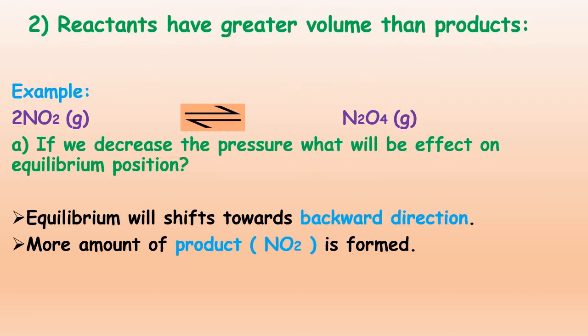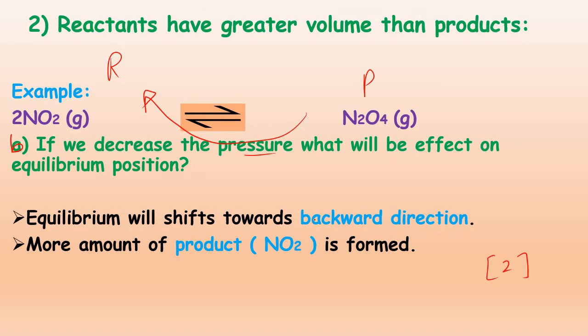Now the second case for this reaction is that if we decrease the pressure, what will happen? It will be opposite to the first case which we have discussed. If we decrease the pressure, then it will move towards the backward direction. This is the reactant side, this is the product side, and there are 2 marks for this question.